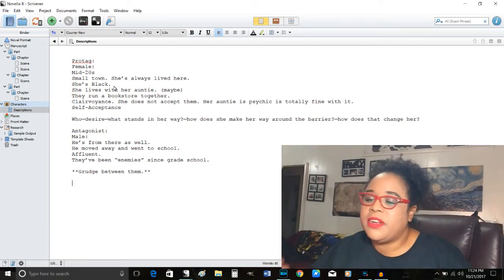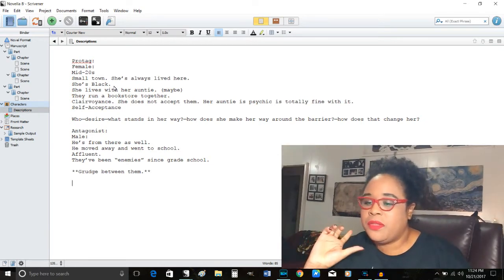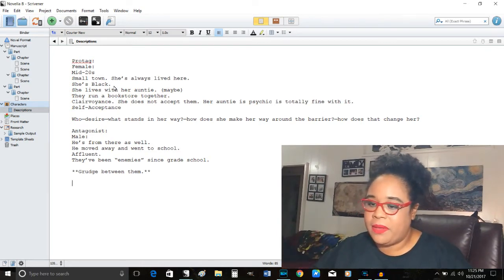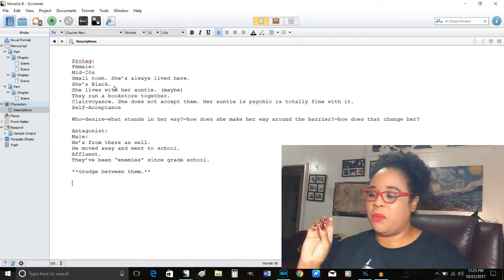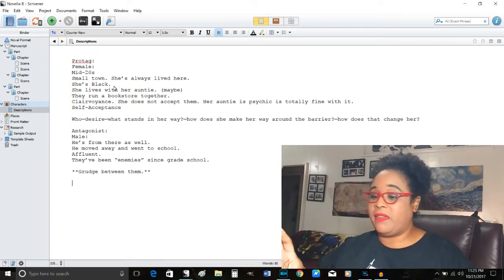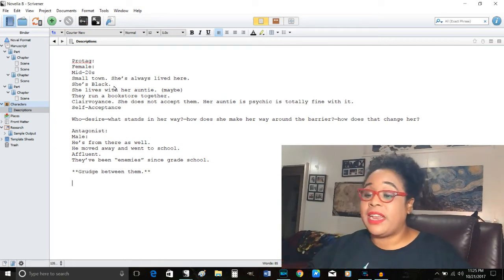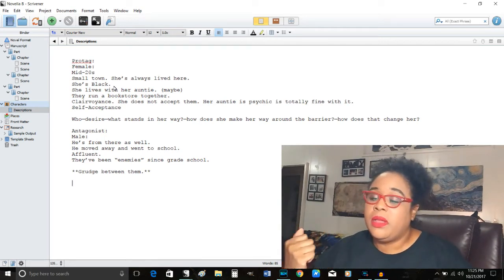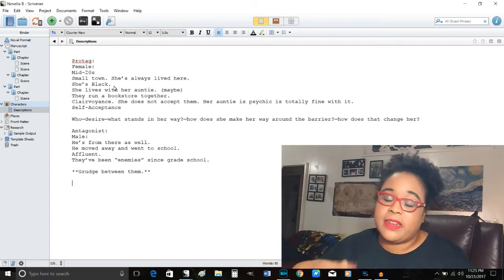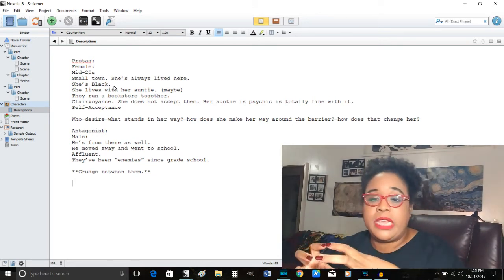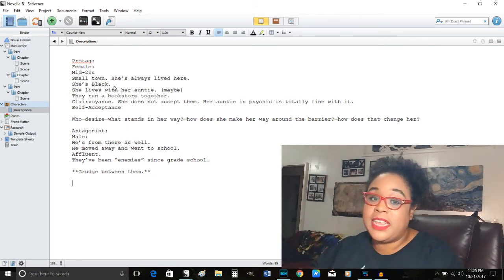We have learned that the protagonist is female, her antagonist is male. One of the settings is the small town itself, and another setting is going to be the bookstore, because that's going to be a central location for what happens in this female's life.